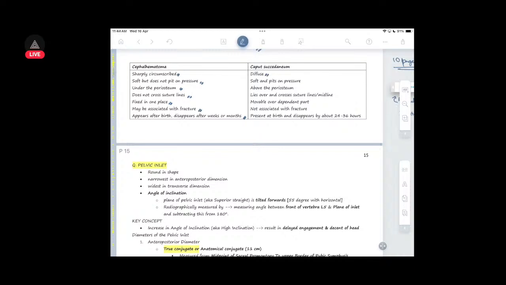Caput succedaneum is diffuse. It is soft and pits on pressure. It is above the periosteum. It lies over the suture and crosses the suture lines and midline, and it is movable over the dependent part. It is not associated with fracture.